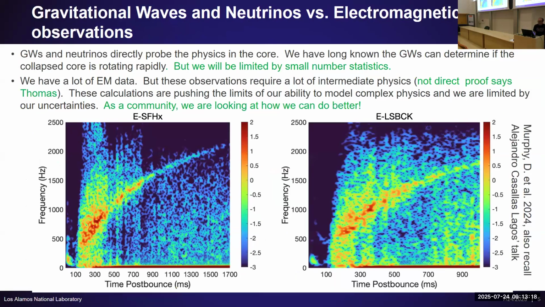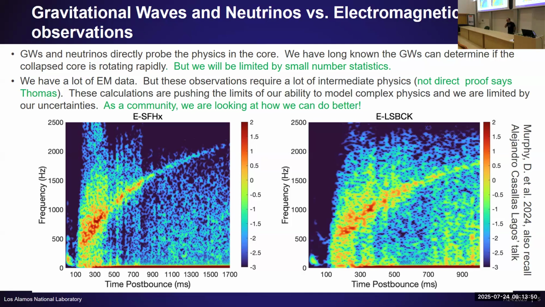So I've already said this. Gravitational waves and neutrinos are great. They're pretty direct probes. The problem is they're rare. The data is rare. So on the other side, the electromagnetic data, there's lots. But almost all of it requires a lot of underlying physics to tie back to the engine and learn something about the engine. And this is where Thomas Young said, there's no direct proof, and that's true. There's no direct proof, and the models are complex.